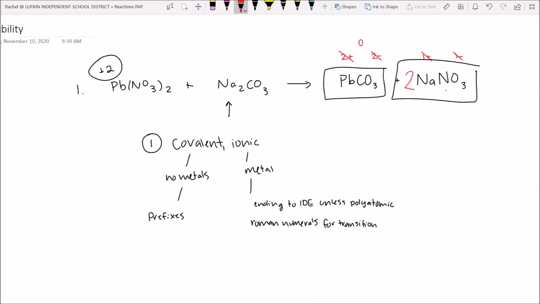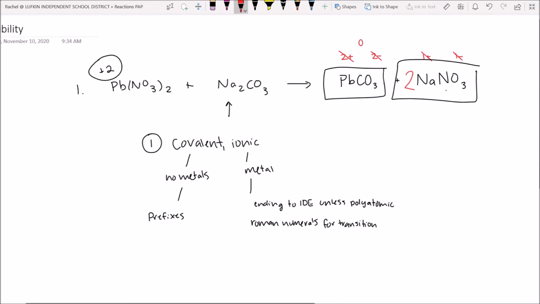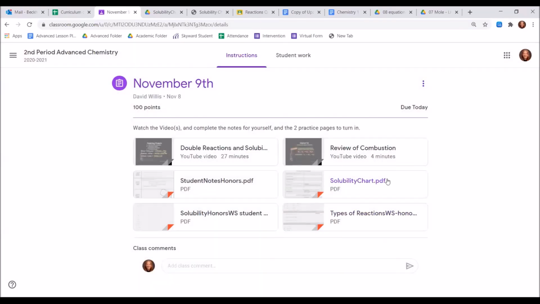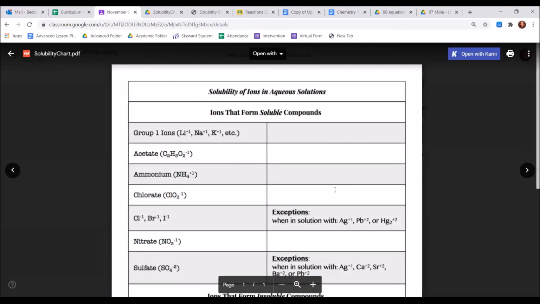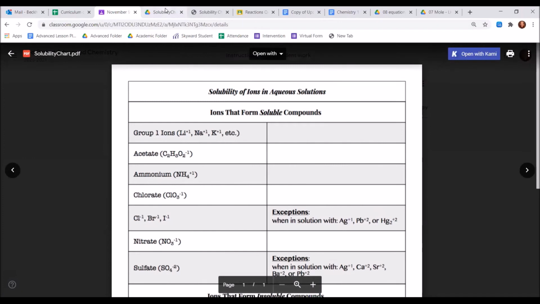And then it says circle the product or products that are precipitates. So what we'll do for that is we need to go to our solubility chart. It was posted on November 9th for the virtual students, but you guys all have your physical copies of it. And we need to figure out which of those 2 products are going to be soluble or insoluble. We need to circle the one that is not soluble. So let's go look at it.